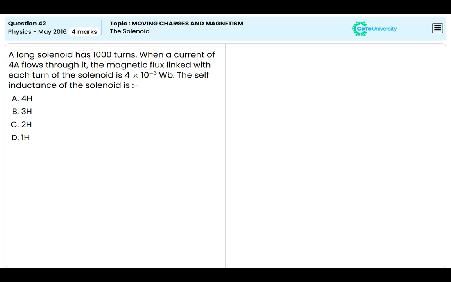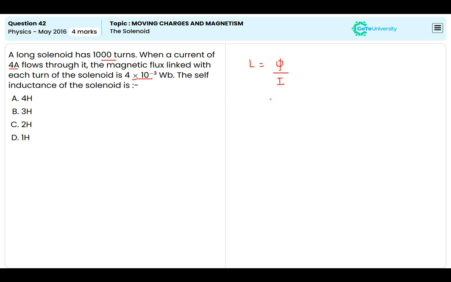A long solenoid has 1,000 turns. When a current of 4 amperes flows through it, the magnetic flux linked with each turn of the solenoid is 4 into 10 power of minus 3 Weber. The self-inductance of the solenoid is, the self-inductance we need to find here, that is L is equal to phi divided by I, where phi is equal to L into I. We need to find that one value also.